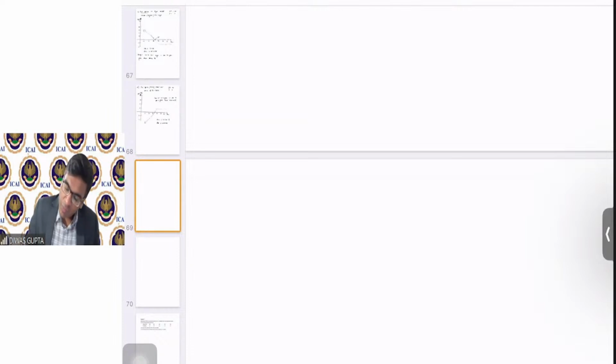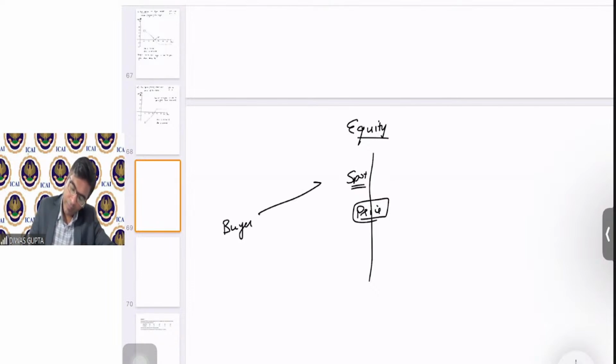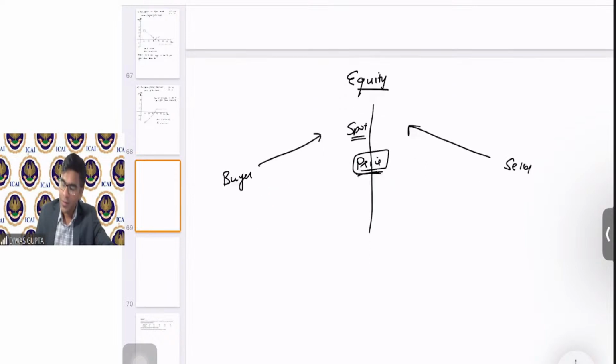So students, if we talk about first of all an equity market, let's say this is a stock exchange, and here the prices are being quoted, right? The spot prices are being quoted. Now there is a buyer to it and there is a seller to it. Correct? That's how it happens. So this price depends on the market forces.